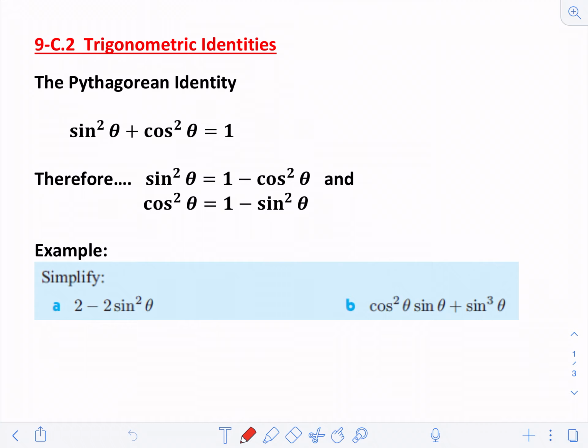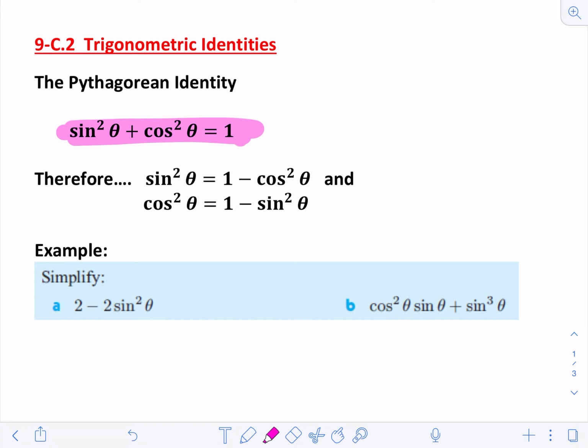I kind of mentioned this a little bit in the C1 video, but one of the most important identities in trig is the Pythagorean identity, where we know, because of how we built the unit circle, that sine squared theta plus cosine squared theta equals 1. If we look at the sine value and the cosine value and square each one, we know it's going to be equal to 1. That's the Pythagorean theorem. That's how we build all of the sine and cosine values around the unit circle.